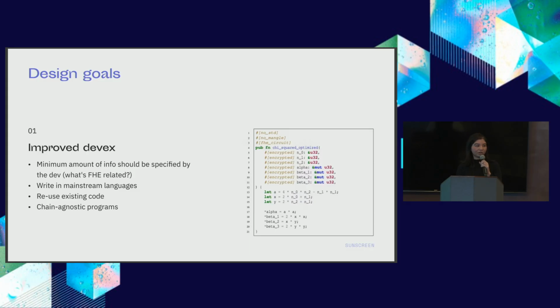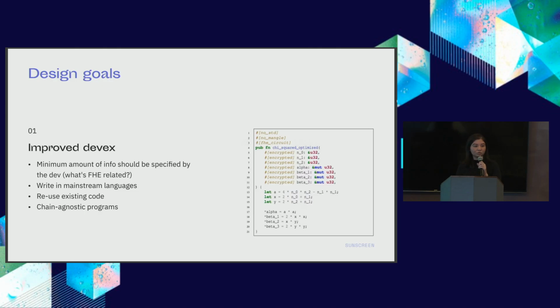So expanding a little bit more on that, what we think is the best developer experience today is having programs where the absolute minimum amount of information is specified by the developer. So specifically, we can see this program here. This is a chi-squared program. And the idea is the only things the developer should specify is it an FHE program, and which inputs and outputs are encrypted. We also think that developers should have the ability to write in mainstream languages, so Rust, C++, potentially even Python. In terms of the code, we would like developers to use current code they already have.